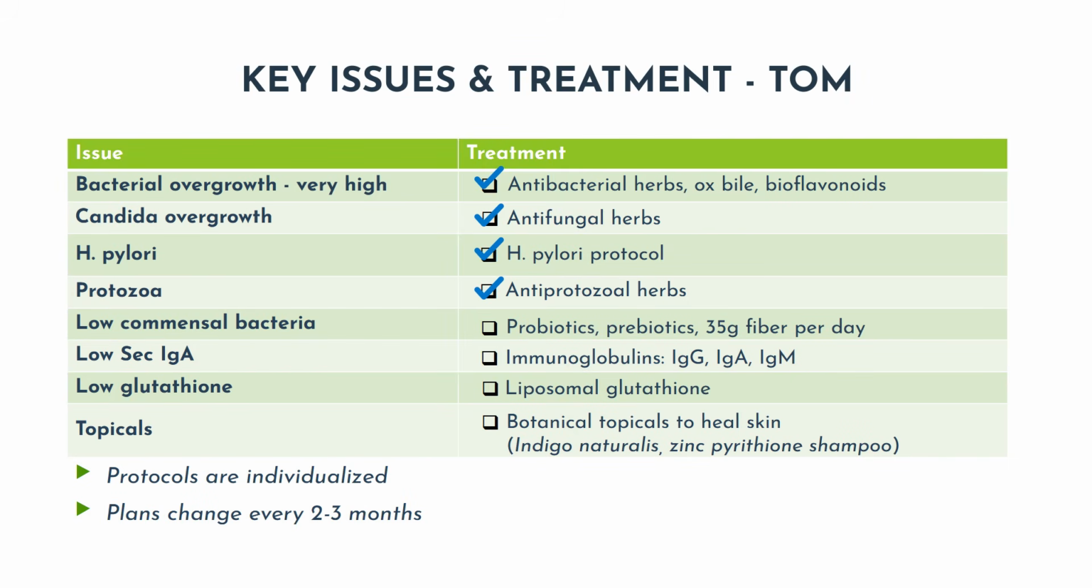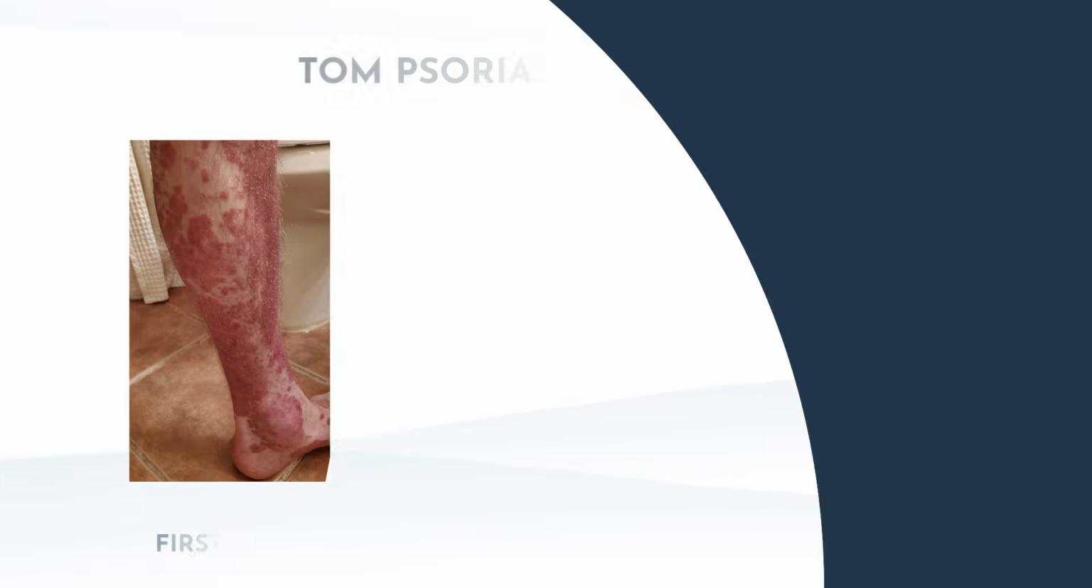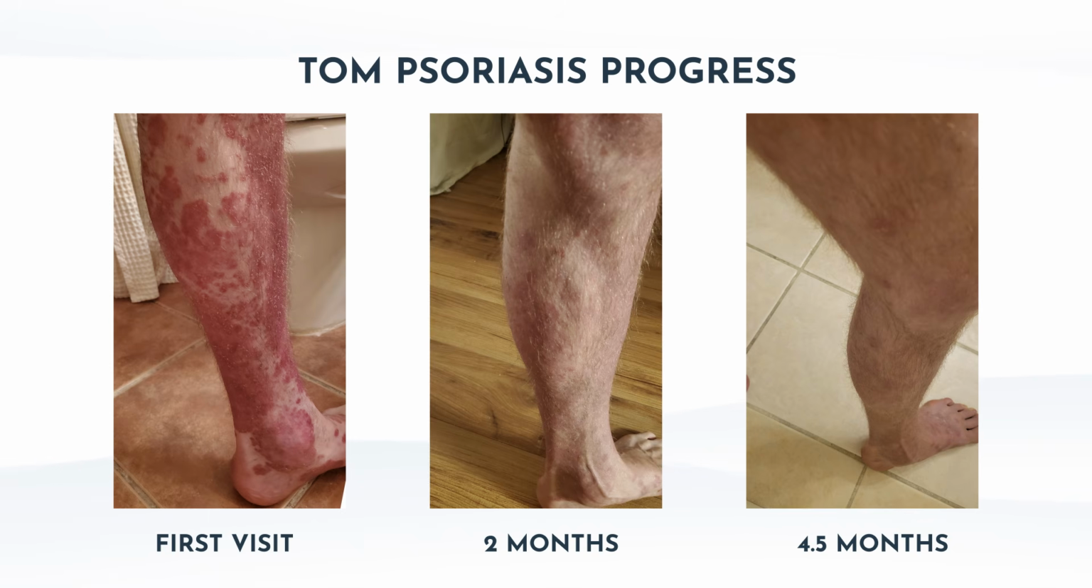You don't need pharmaceuticals. For his low commensal bacteria, again, probiotics, prebiotics, 35 grams of fiber a day, 30 plants a week. For his low secretory IgA, there are formulas with immunoglobulins, so it's an IgG, IgA, IgM formula. I gave him some liposomal glutathione, and again, for him, indigo naturalis balm and zinc pyrithione shampoo. So let's see how his treatment progressed.